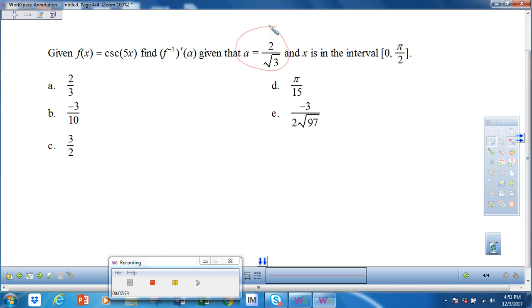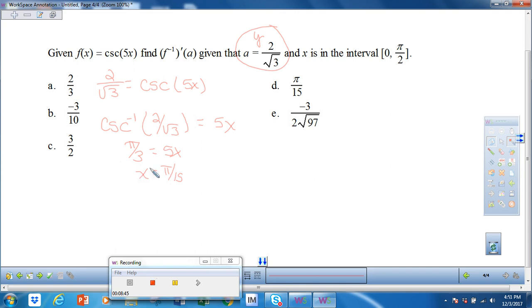So remember, in these situations, this is y. So I'm going to set 2 over radical 3 equal to cosecant of 5x. So this becomes cosecant inverse of 2 over radical 3 is equal to 5x. So the answer to that, using my unit circle, is pi over 3. So I get pi over 3 is equal to 5x. So x is equal to pi over 15.